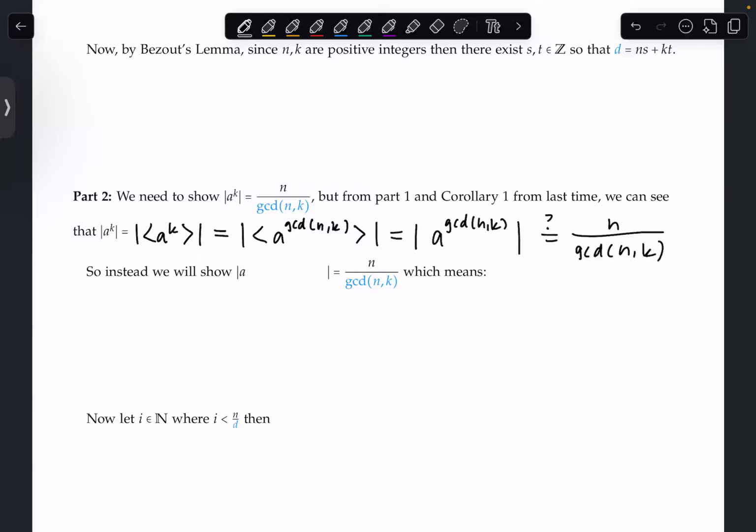So if I want to show an element has a specific order, that's what I want to do in this piece here. I need to raise that element to that power, show I get the identity, and then show that no matter which power I take less than that number, I'll never get back the identity. This really is the smallest positive integer that has this nice property here.